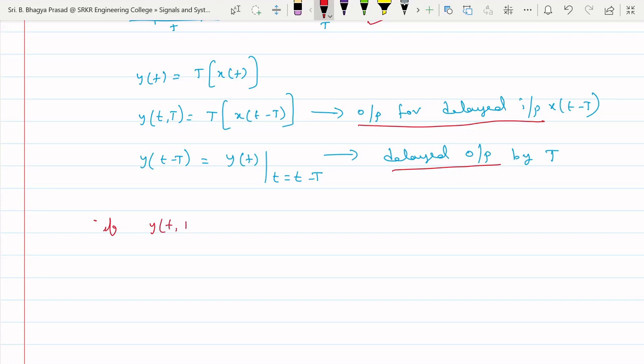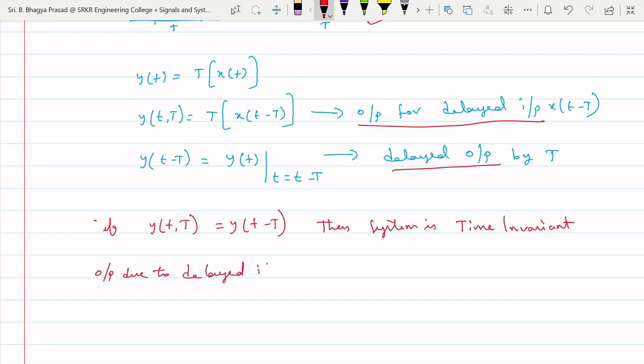If y of t comma T is equal to y of t minus T, then the system is time invariant. That is, the output due to delayed input is equal to the delayed output, with the same time delay. Delayed input and delayed output, then the system is time invariant.